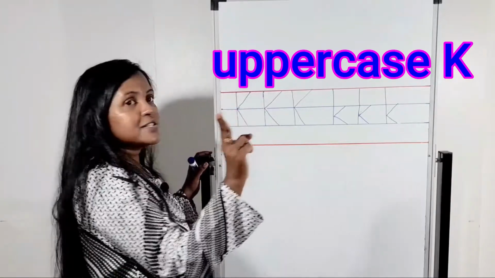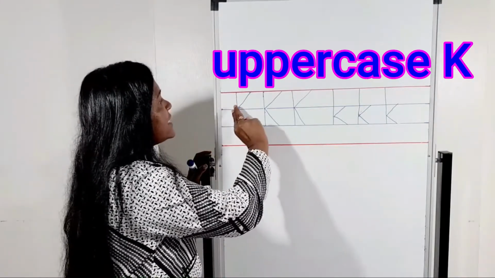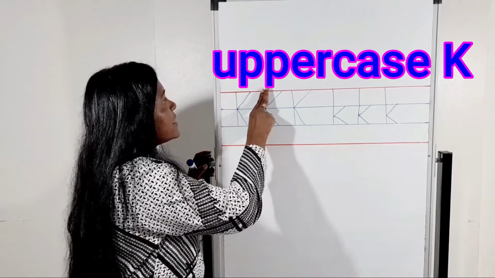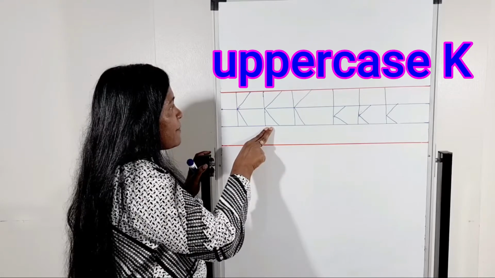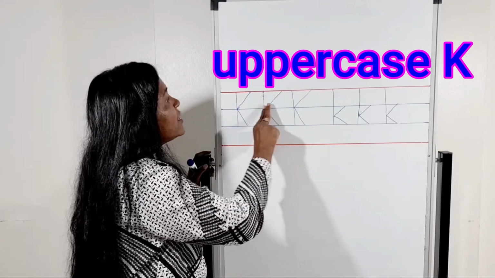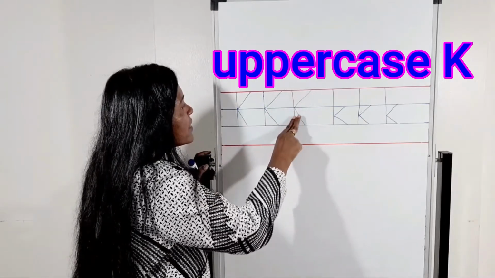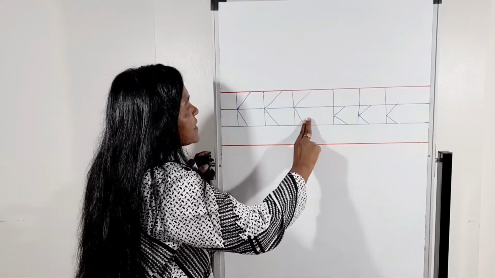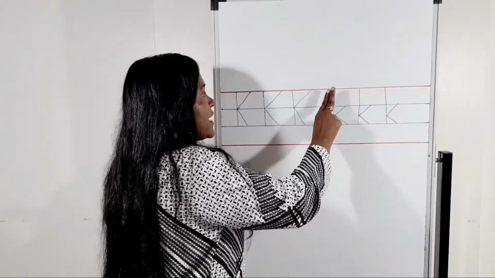See, first uppercase K, standing line, a slanting line, a slanting line. A standing line goes up to the second tummy line, go to the middle, slanting line, slanting line. Standing line, slanting line, slanting line. Now we will practice lowercase k.